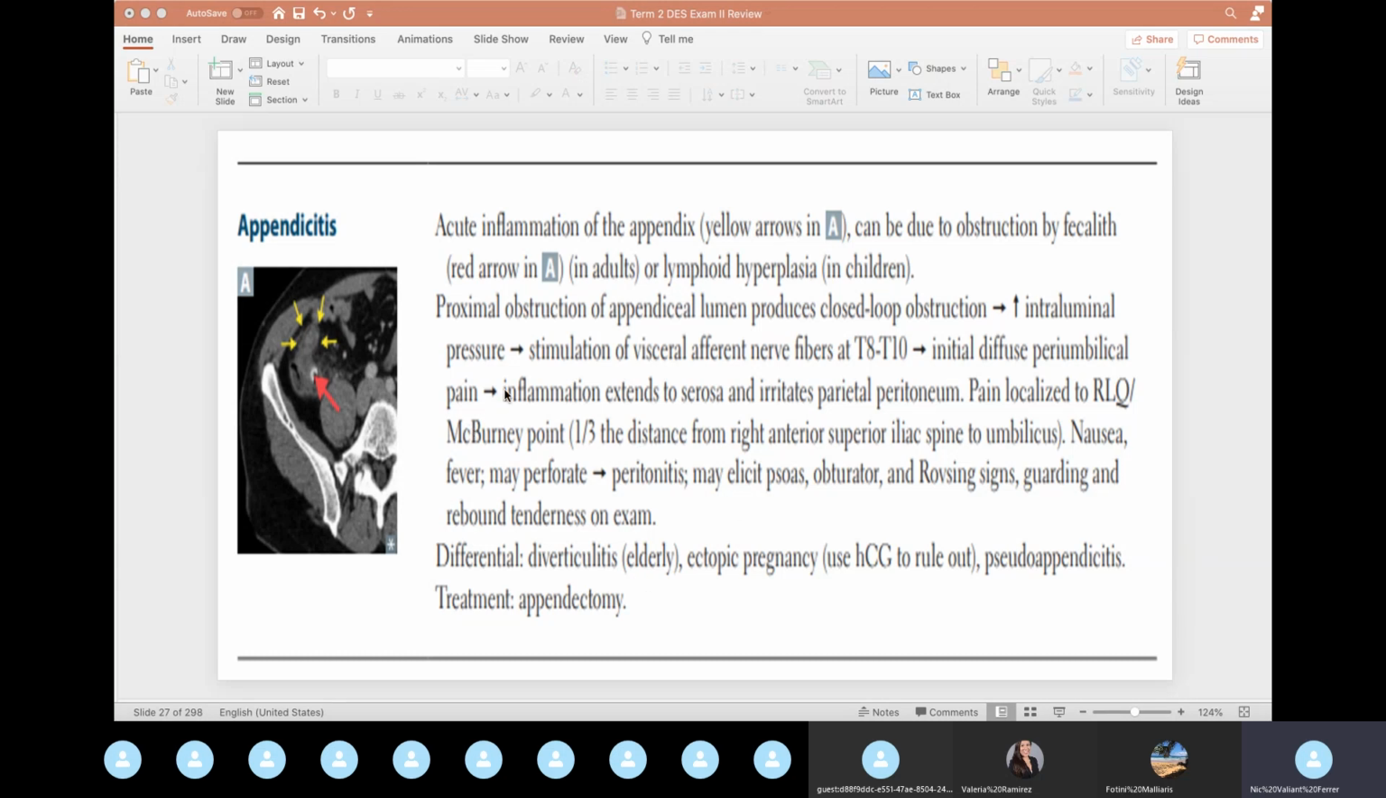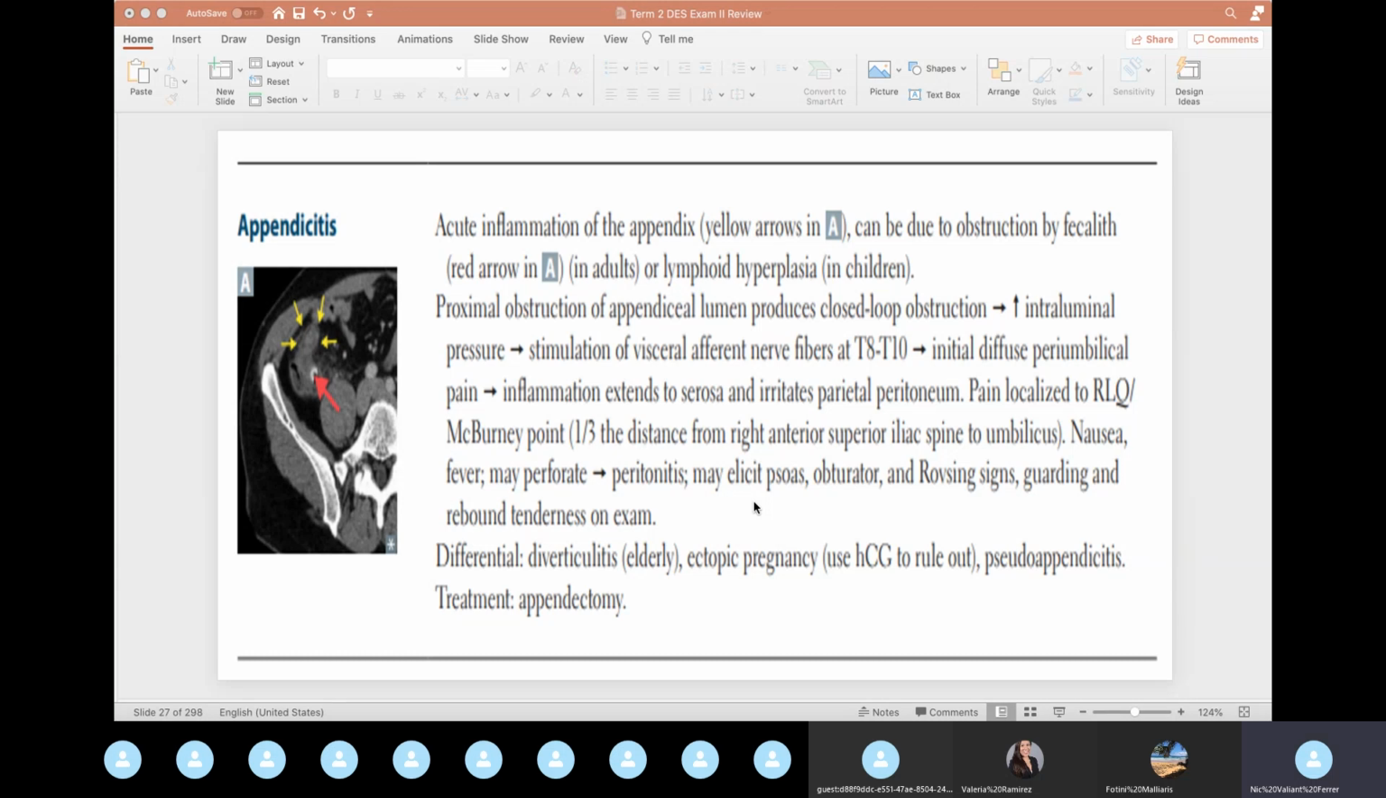Don't forget, what is McBurney's point? This is 1/3 distance from where to where? From your right ASIS, anterior superior iliac spine, to your umbilicus, right? It can cause nausea and fever. It may perforate, so you can have peritonitis. Don't forget the signs: positive psoas sign, obturator, and Rovsing's sign.